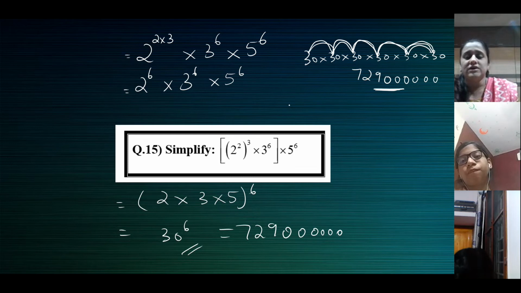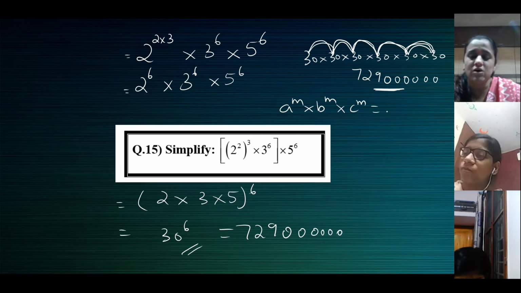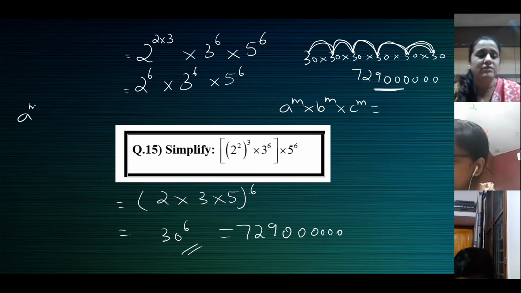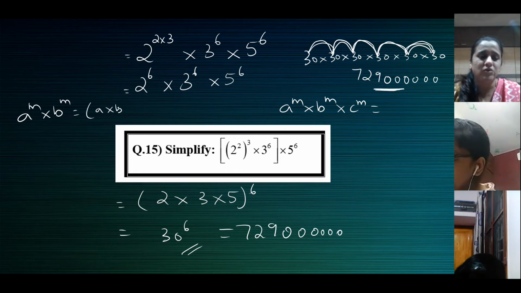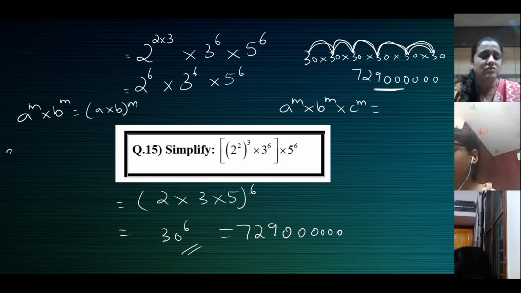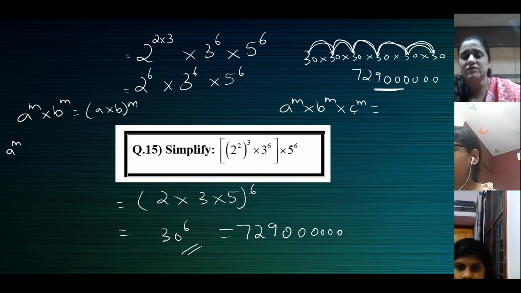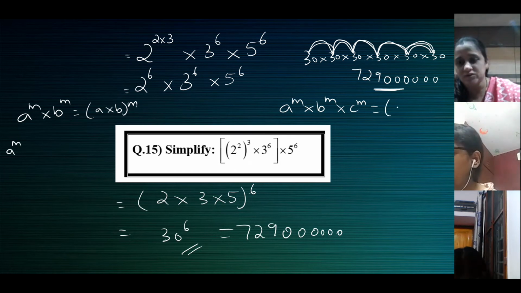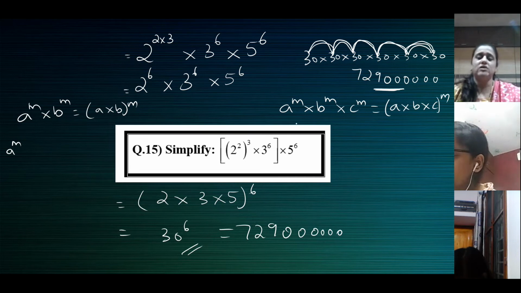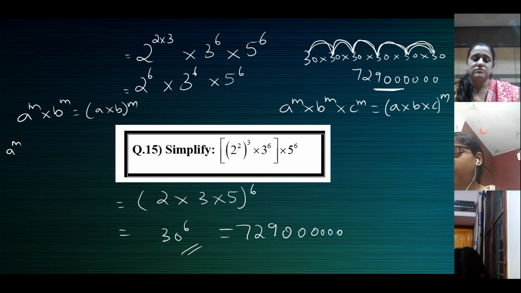So the law is a to the power m into b to the power m is equal to a into b the whole power m. You can extend it. So a to the power m into b to the power m into c to the power m is equal to a into b into c the whole power m. If you want to state the law, this is the law.